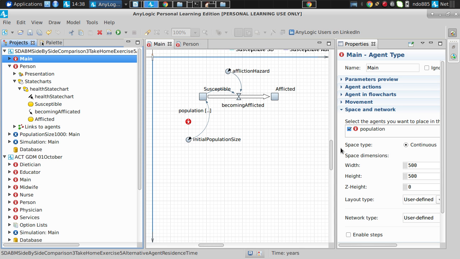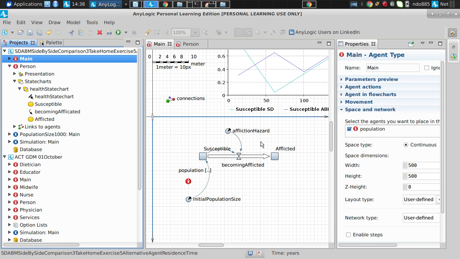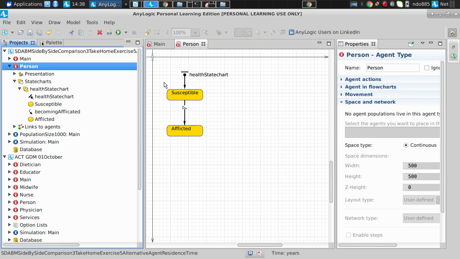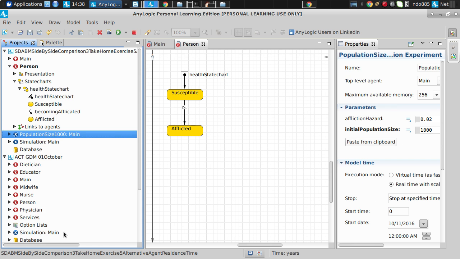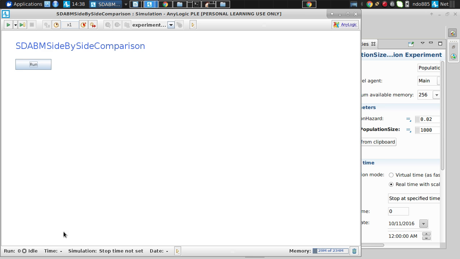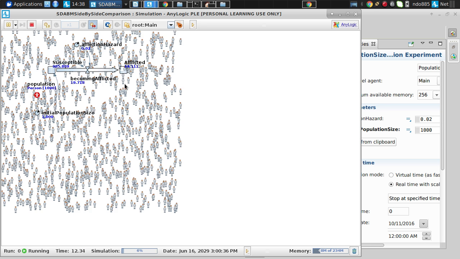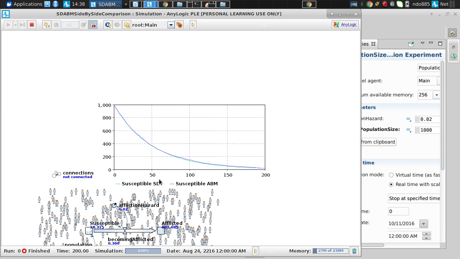This is a hybrid model. It includes system dynamics and agent-based features. Here we have a transition between these two. Here's the hazard rate, and then we have individuals in this population who are transitioning with a certain hazard rate. And if we run that, what will we see popping out? Will they be similar or not similar? They'll be pretty much the same.